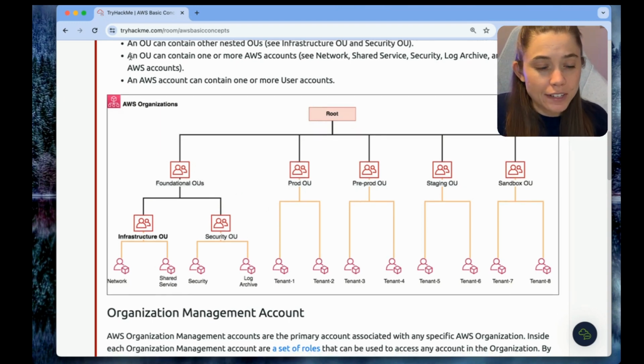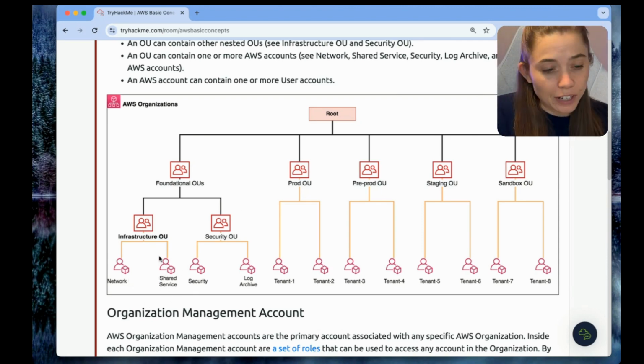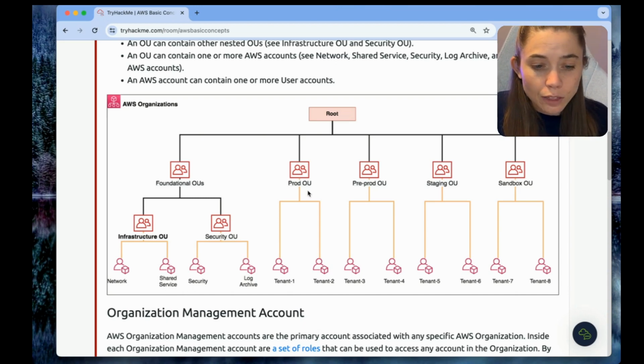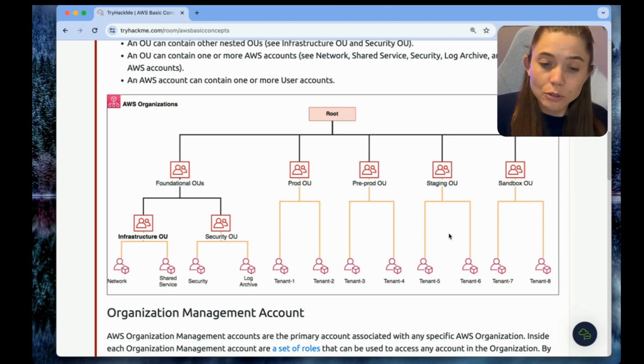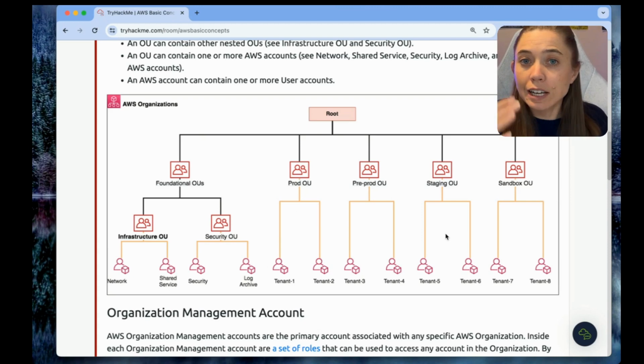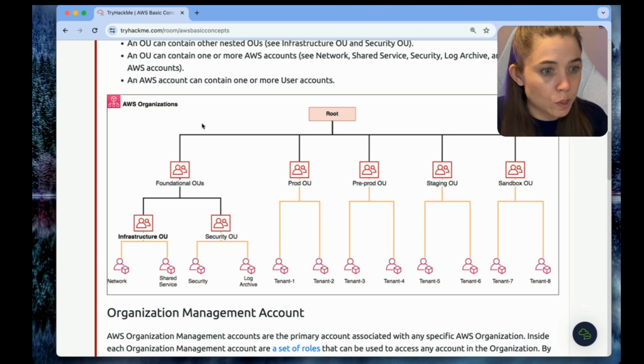That leads us perfectly to the next point. An organizational unit can contain one or more AWS accounts, and there are several examples of that in this diagram. The infrastructure organizational unit contains two AWS accounts here. So these right here at the bottom level are the different AWS accounts. The security OU has two accounts. The prod OU has two accounts. Pre-prod OU has two accounts. In fact, it seems to me that they all have two accounts. So organizational units can have 1 to n accounts. I'm sure there's a limit, but they can have multiple accounts is the point.